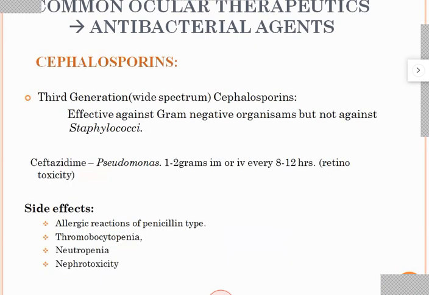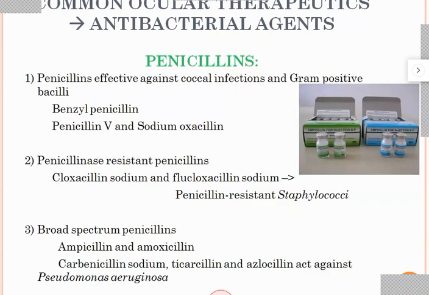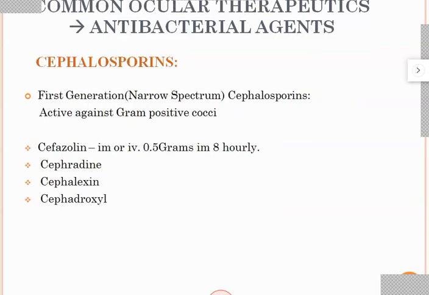Next, the other one is cephalosporins. This is also bactericidal, similar to penicillin, and relatively resistant to staphylococcal penicillinase. First generation, they are narrow spectrum, then second generation and third generation. First generation are active against gram-positive cocci. Cefazolin is given IM or intravenously, 0.5 grams intramuscularly 8 hourly.